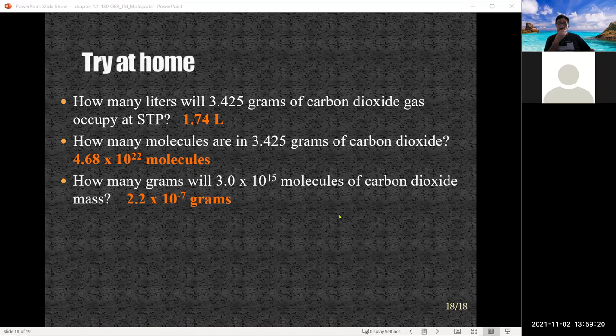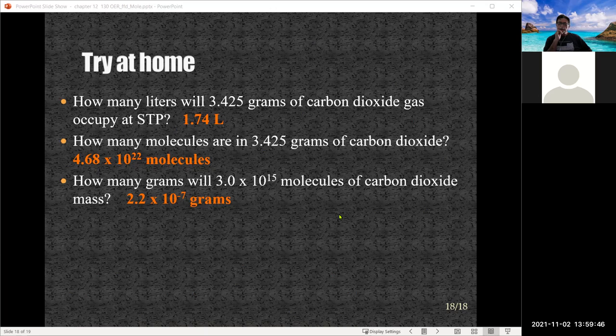All right, well, try these at home, okay? We have, how many liters will 3.425 grams of carbon dioxide gas occupy at STP? Work it through, and let's see if you end up with 1.74 liters, okay? Second question is how many molecules are in 3.425 grams of carbon dioxide?